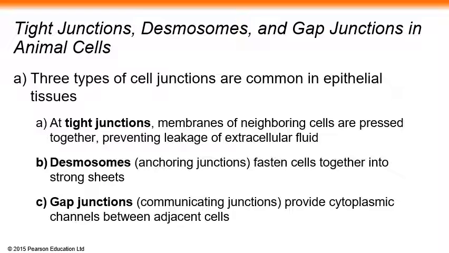And the third one, that's the gap junction. They allow specialized channel for transportation, like plasmodesmata. In case of the animal, we call that the gap junction. So in other words, we call that the communicating junctions. Provide the cytoplasmic channel between adjacent cells.